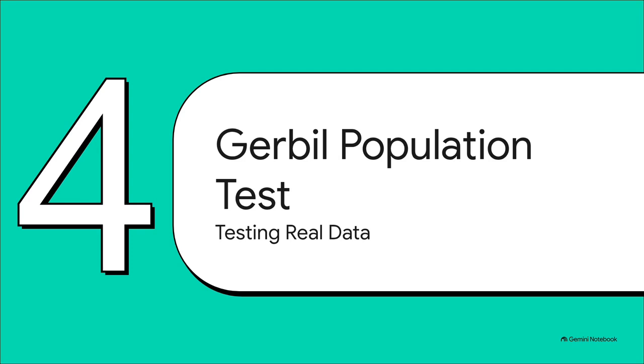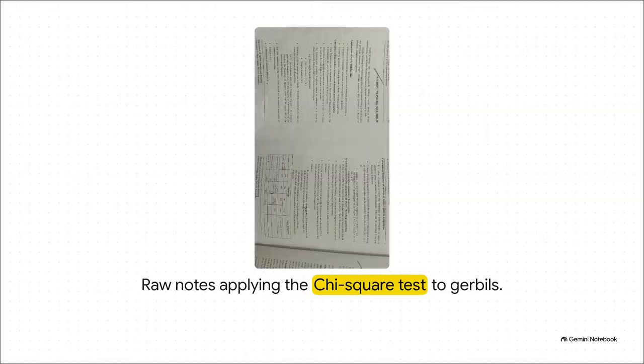But let's move to part 4, the gerbil population test, to see this in practice. Consider this a snapshot straight out of a genetic detective's case file. What we have here are the raw notes applying the Hardy-Weinberg equilibrium to an actual, real-world population of animals. We're going to extract the data from these notes and run a quick analysis. Let's see if this specific population is in equilibrium, or if it's evolving.